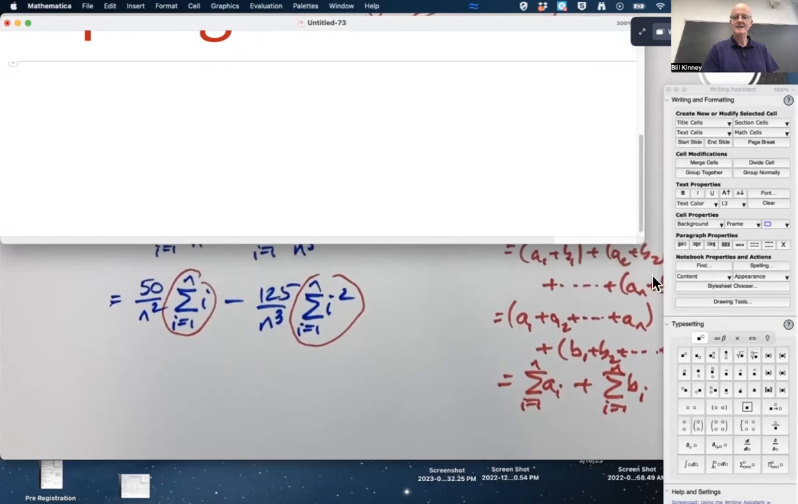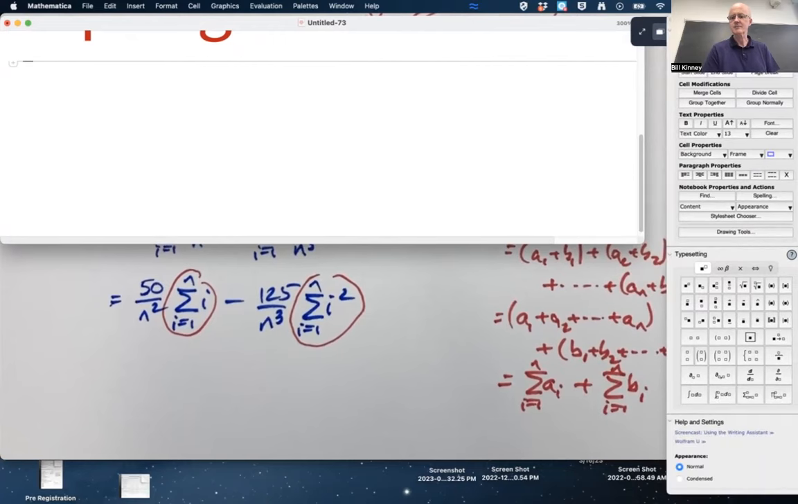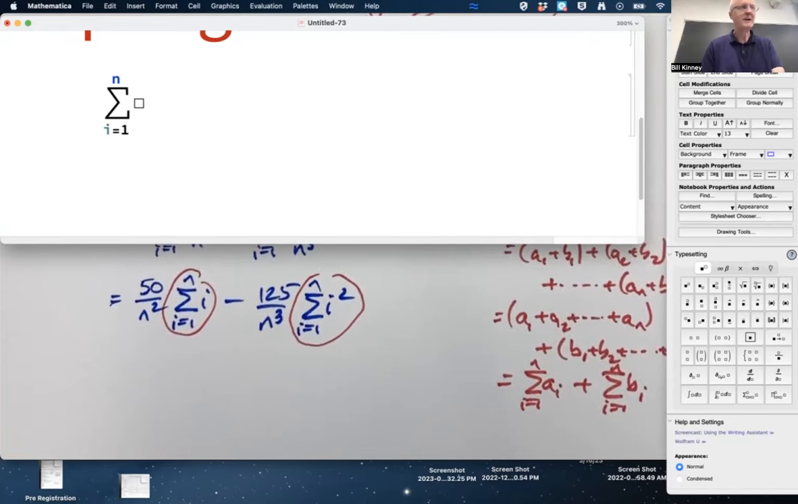If I use one of the palettes, there are summation buttons, like there are integral buttons down at the bottom here. Okay, why is my mouse not working? There we go. Hit a summation button. Type it in like you see it. I tab over, 1, tab, n, putting those things in those boxes. I just use the tab key to go to each next one.